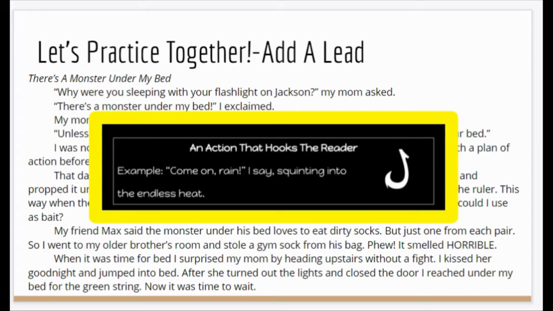What might the characters be doing? I thought of one just now. How about if I started it with, "I slammed my closet door shut and breathed a sigh of relief. There wasn't anything in there." Do you think that would hook you in as a reader? Right, and my action, I slammed the door shut. I breathed a sigh of relief. I'm really pulling my reader in with the action.